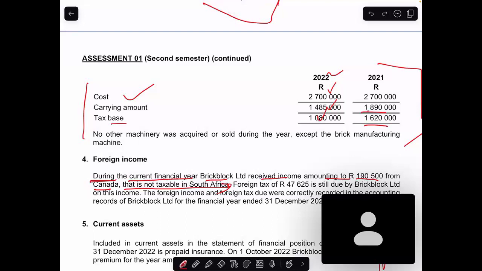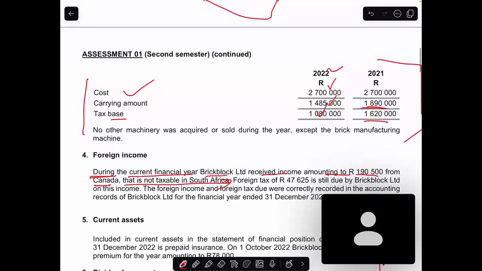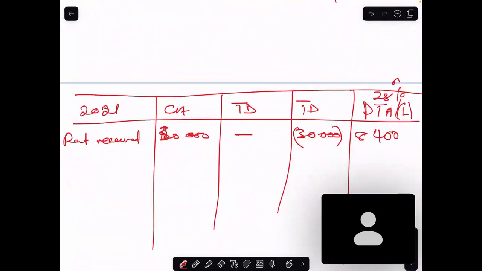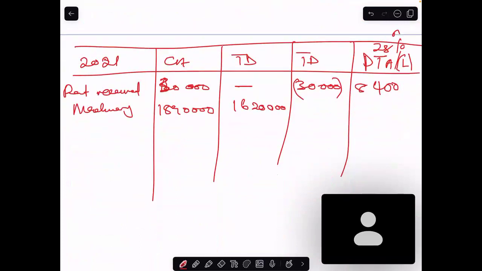So the carrying amount is 1,890,000, tax base 1,620,000. Right. We say what? Machinery. Or if you want, you can write PPE. But if there are more than one, you have a problem. Machinery. 1,890,000 and 1,620,000. All right. Carrying amount is 1,890,000. Tax base is 1,620,000. How much is our temporary difference?